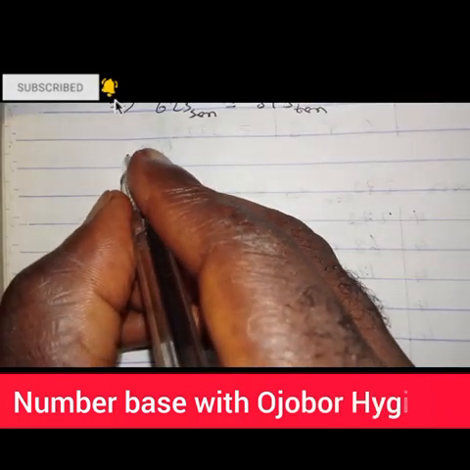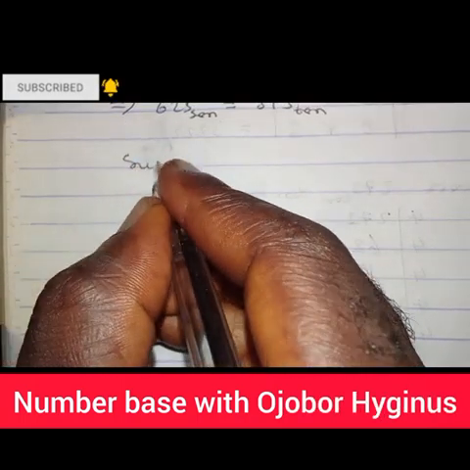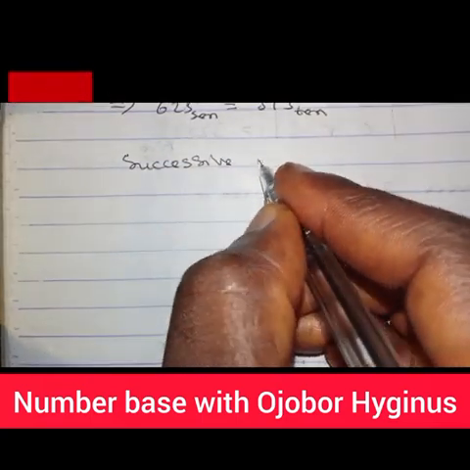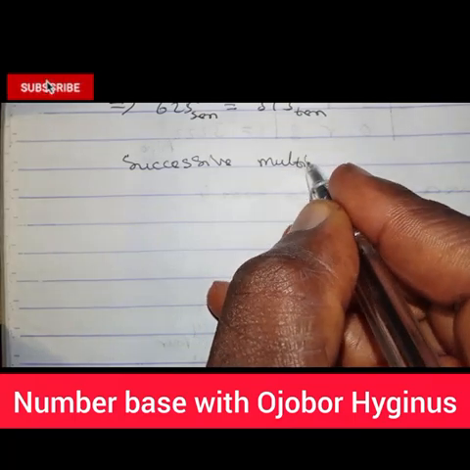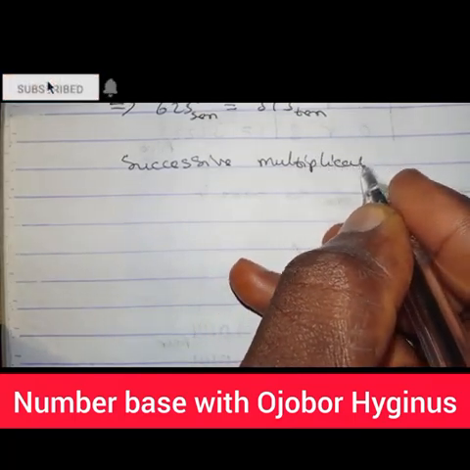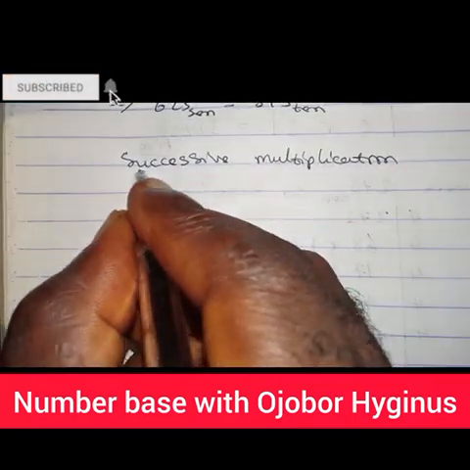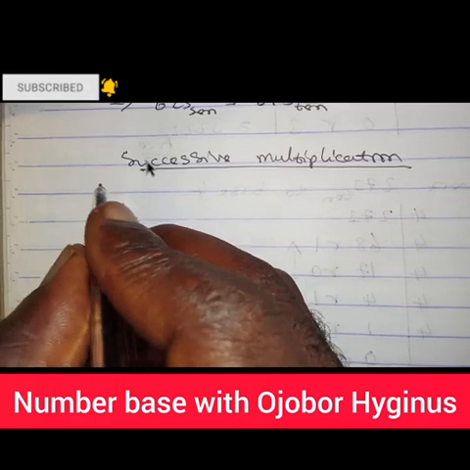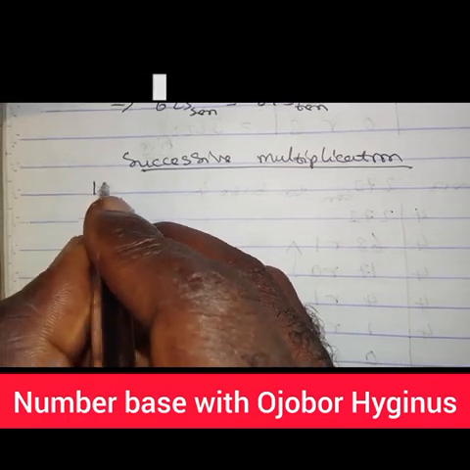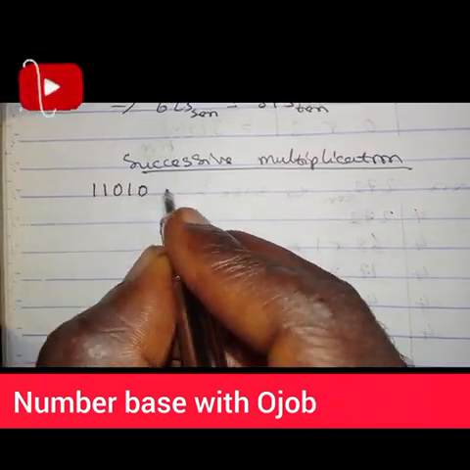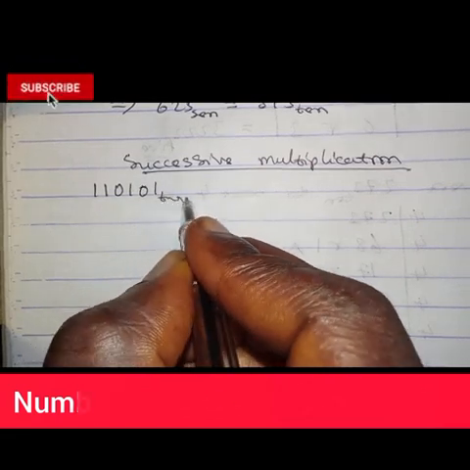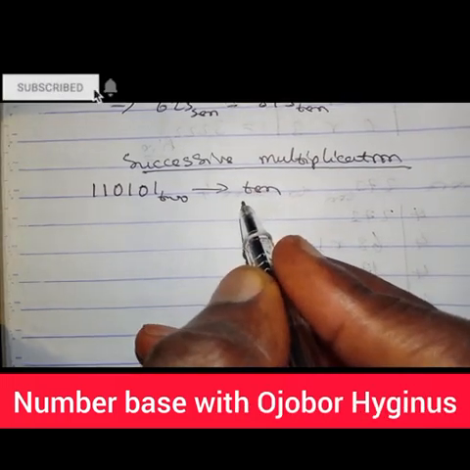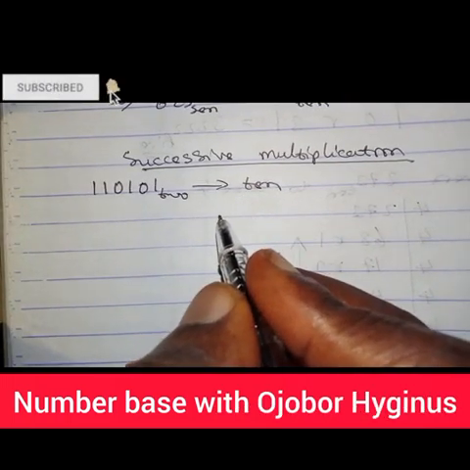Or you can decide to use what we call the successive multiplication method. Okay, so let's look at those two questions we just solved. Let's resolve it using the successive multiplication method. If you are asked to convert 110101 base 2 to base 10, if you want to use the successive multiplication method, this is what you are going to do.